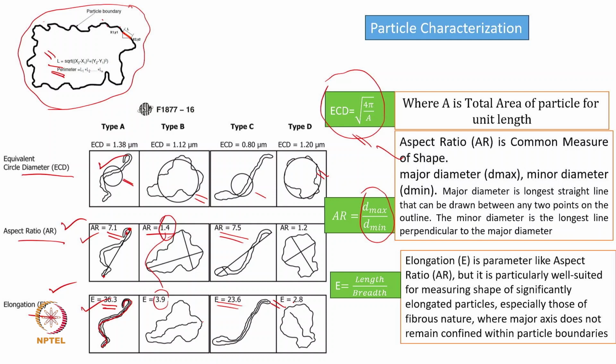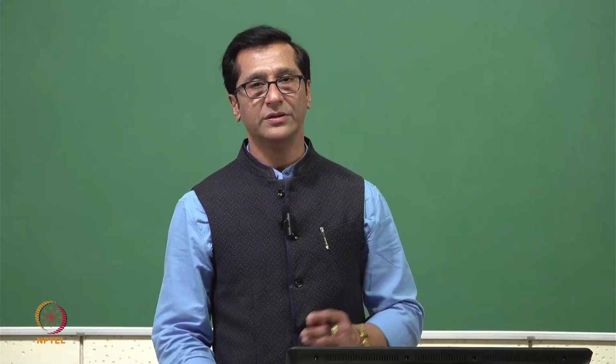So I believe elongation will give a better value compared to aspect ratio. That's why we are writing here that elongation E is a parameter like aspect ratio, but it is particularly well suited for measuring the shape of significantly elongated particles. So in my view, we should use the elongation ratio and form factor as the two parameters for our purpose of wear debris analysis.